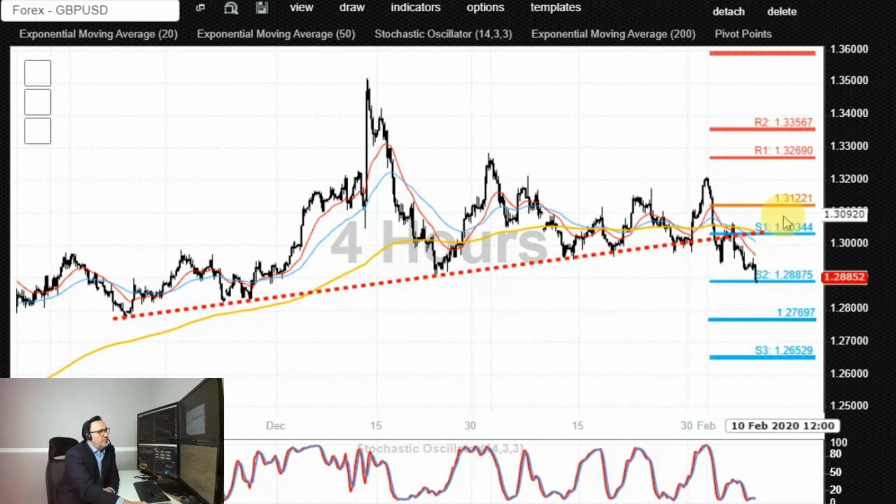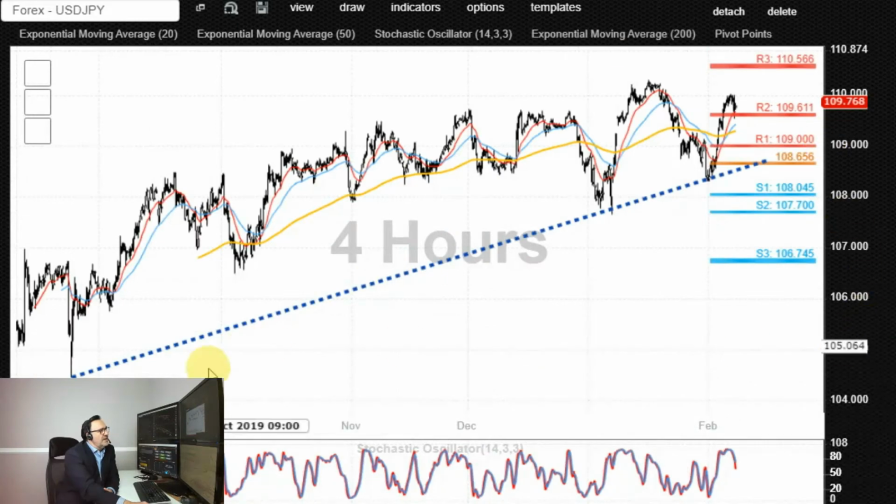Alternatively, if we see a breakout, a rally from the current lows and a breakout and end of day close above 1.3030, 1.3120, that would negate the bearish outlook, potentially causing an oversold bounce back or a short squeeze higher towards 1.3270, 1.3350. Dollar Japanese yen, nicely uptrending.